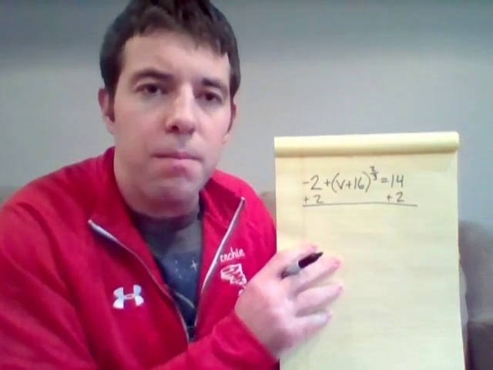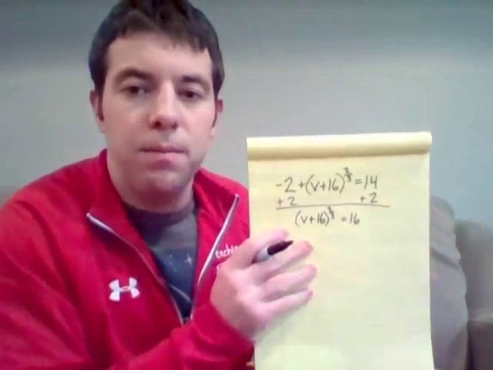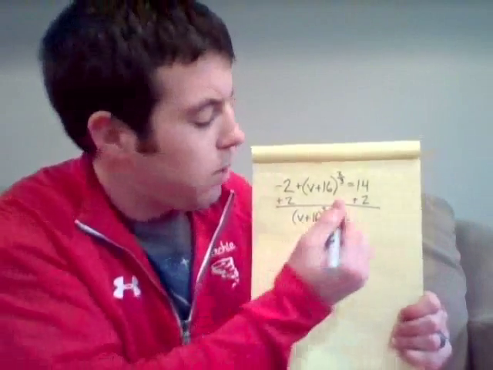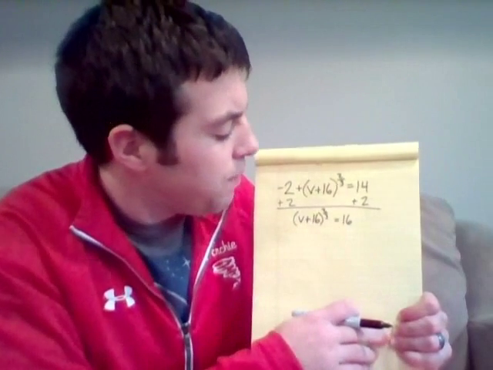And so I'm going to add 2. Okay, that's all we do. Then on the left side, you're going to have v plus 16 raised to the 2/3 equals 16. All right. I know that's hard to see. That's 2/3. Now, let's have a little discussion.